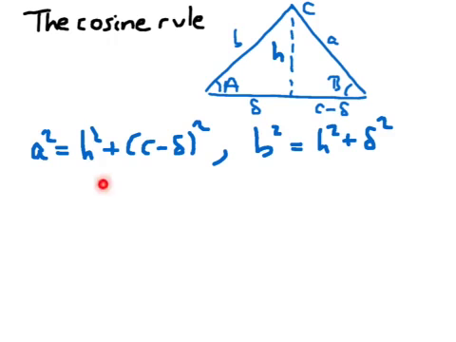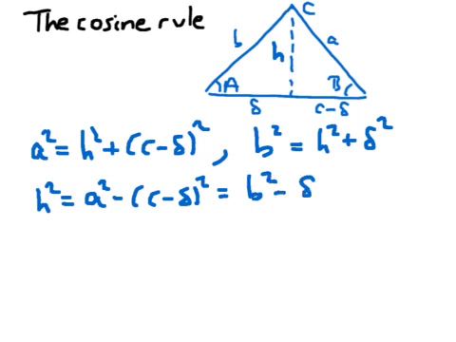So what I'm now going to do is I'm going to take this over to this side, I'm going to take this over to this side, and then both of them are going to be equal to h squared, and will therefore be equal to each other. So what we get is that h squared from this equation here is equal to a squared minus c minus delta all squared, and from this equation here, h squared is b squared minus delta squared, so I can just say immediately that h squared, which is equal to this, is also equal to b squared minus delta squared. So now I have an equality here which does not involve h, that this is equal to this, and I will take this term over to this side so it will become positive.